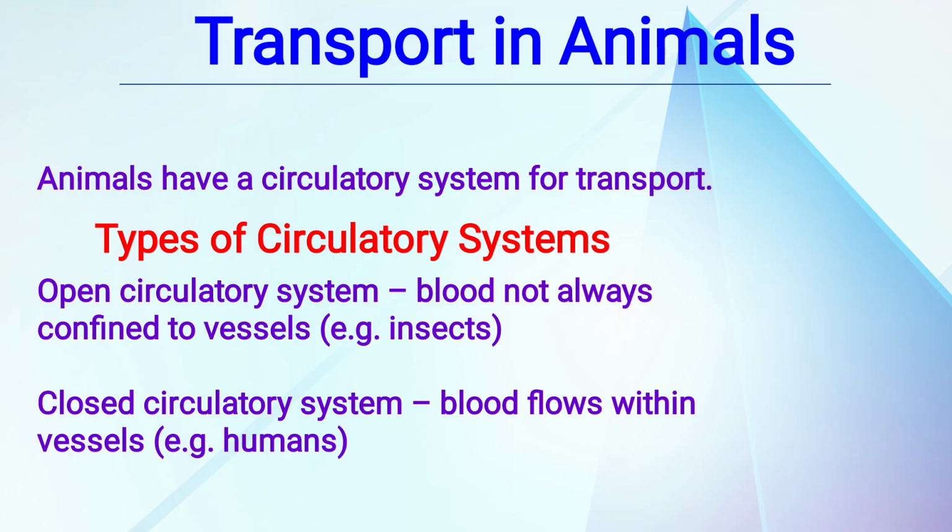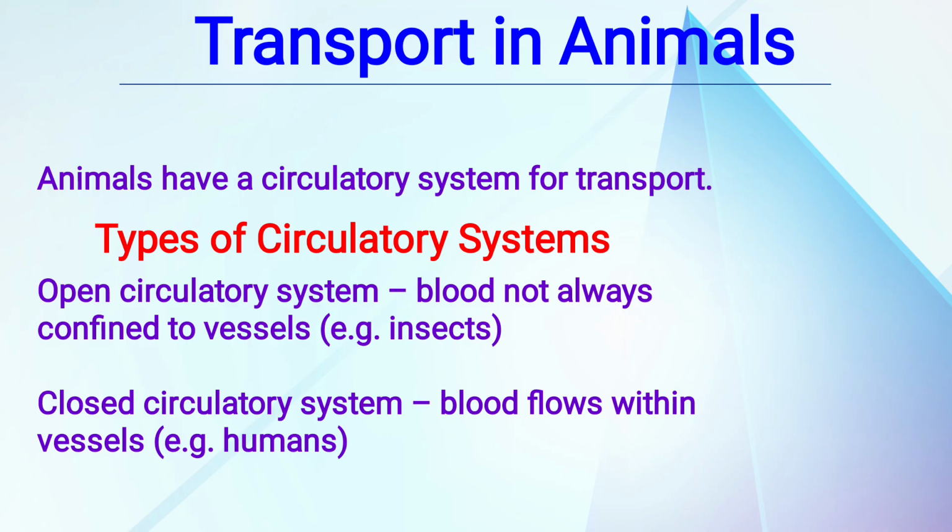Now animals have a circulatory system for transport. What are the types of circulatory system for transportation in animals? Number one, we have the open circulatory system. In an open circulatory system, blood is not always confined to a vessel. Blood can flow, it's not just limited to the vessel only. An example of an animal that possesses this type of circulatory system is the insect.